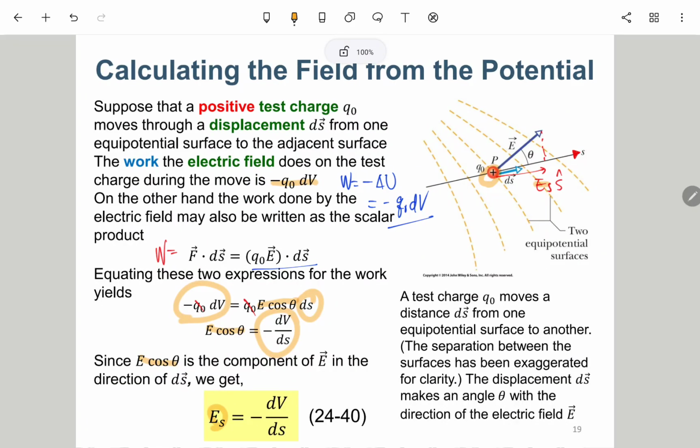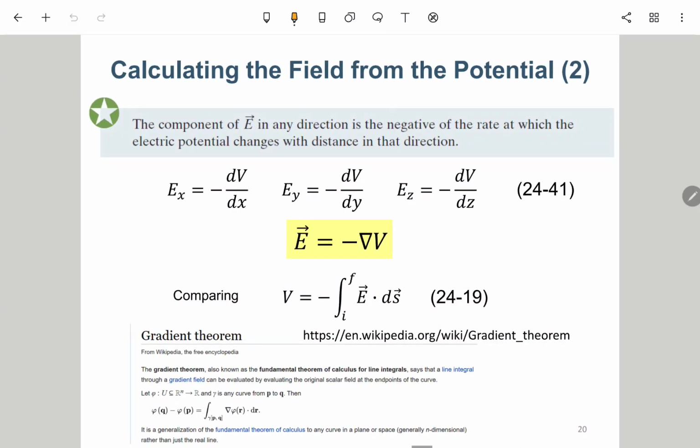So here we come up with a conclusion that the potential, actually a scalar field, is related to the E field along the axis. Suppose we only need to know the potential along that axis, then we just need to take the derivative with respect to the axis coordinate and then take a minus sign, and we will know the E field along that axis. So how can we make use of this formula?